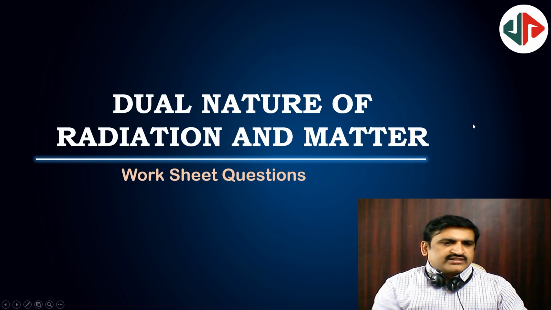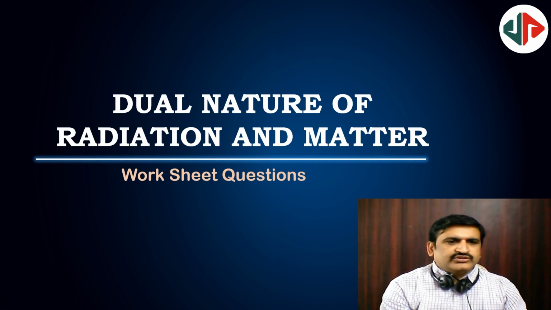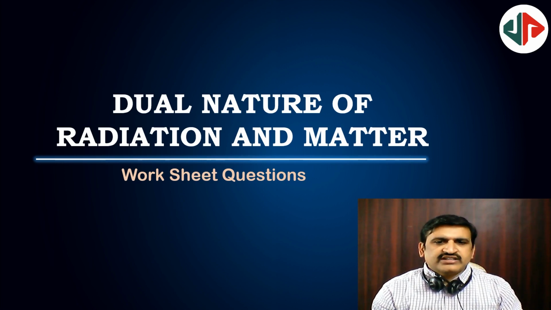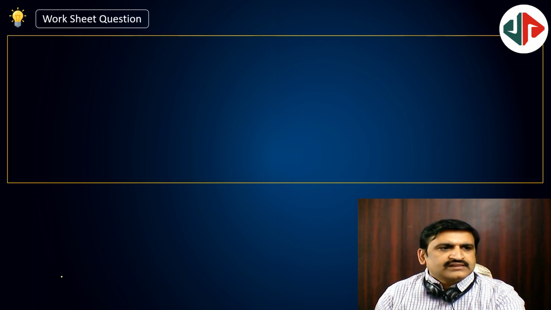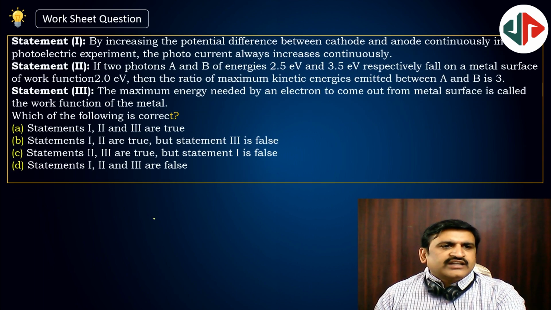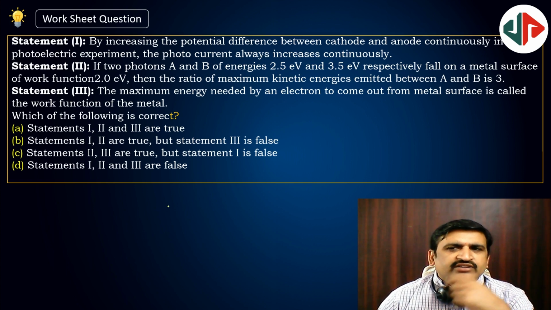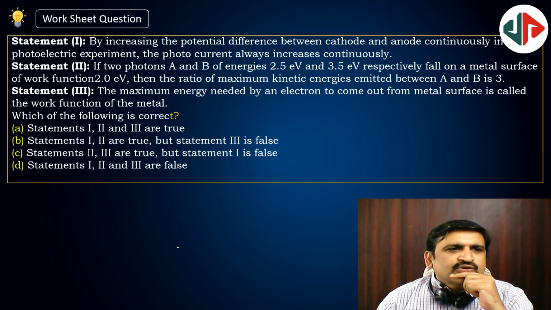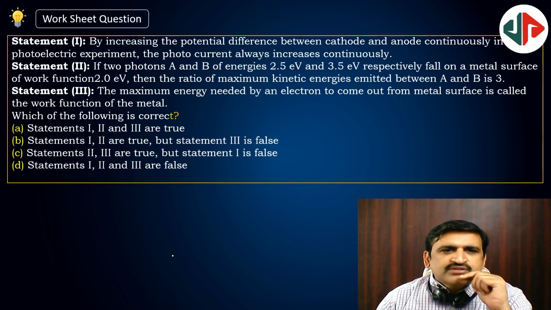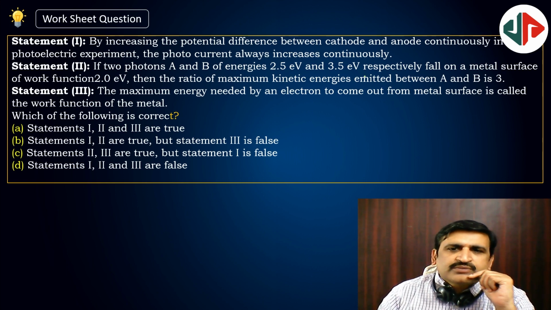Let us see worksheet questions of dual nature of radiation and matter. Statement 1: By increasing the potential difference between cathode and anode continuously in a photoelectric experiment, the photo current always increases continuously up to some extent. After saturation once occurs, it will not increase further. So it is a partially true statement.